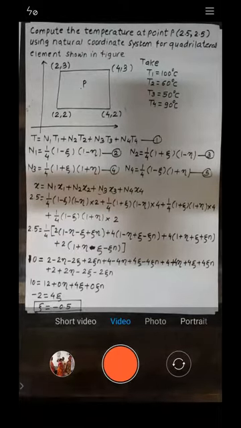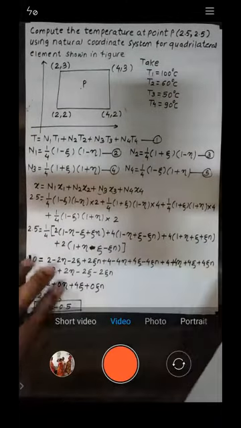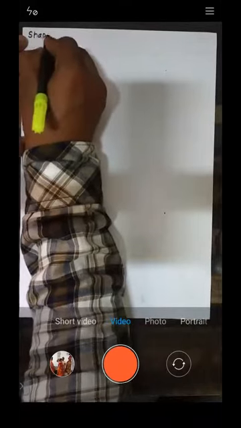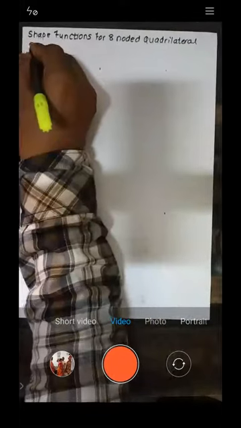So now we are finished with the problems on the 4-noded quadrilateral element, right? Now we will take the next. Now we are going to see the shape functions for 8-noded, try to understand, shape functions for the 8-noded quadrilateral element.